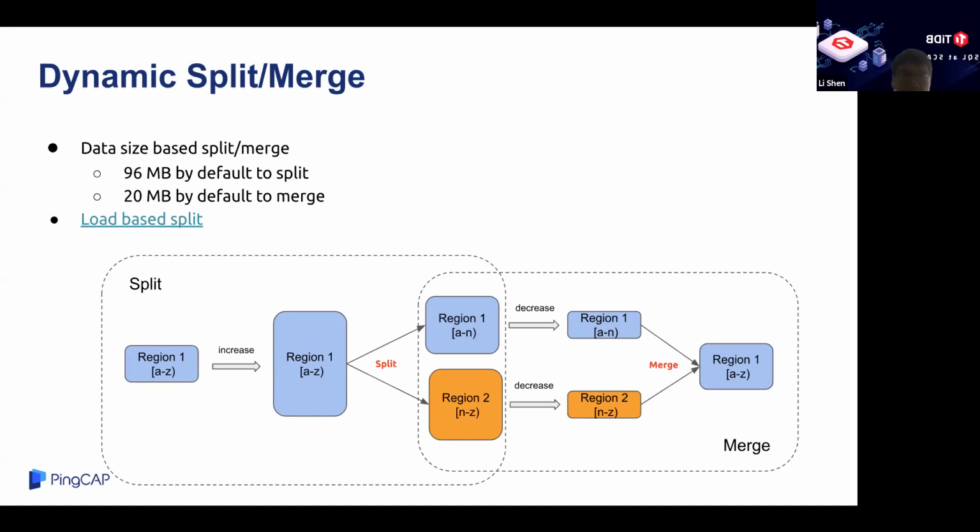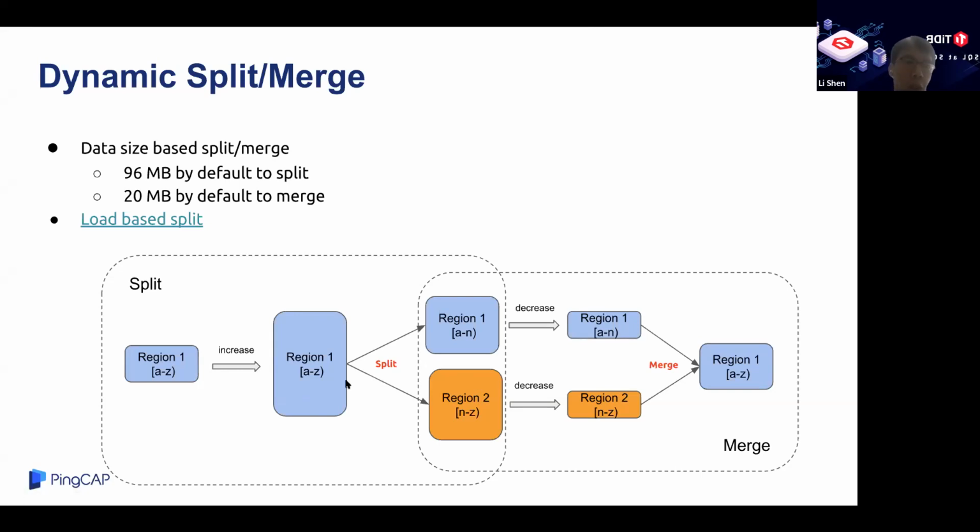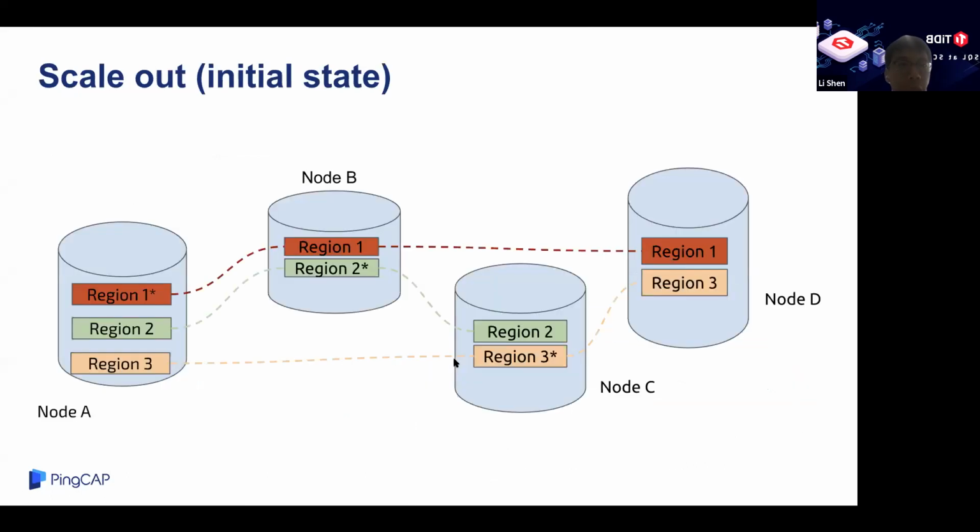In most cases, region split and merge is decided by the data size, and we have another feature where the region split is based on the load. That means when the load on one region is too high, or the QPS on one region is too high, we will split the region into two regions to make the load more balanced.